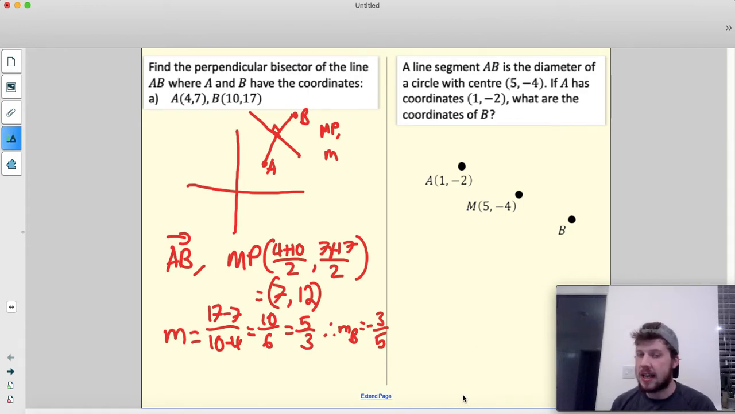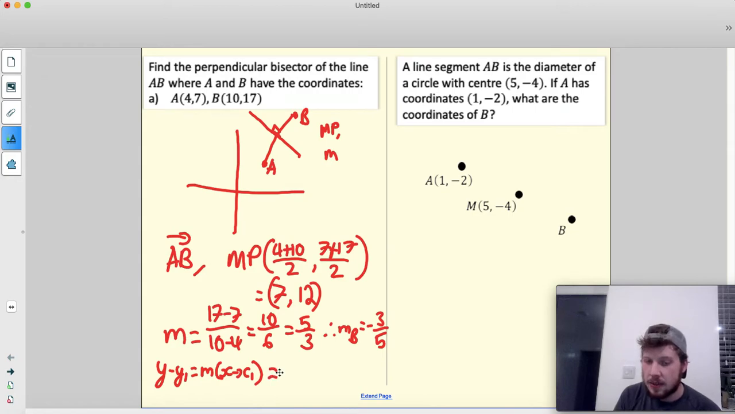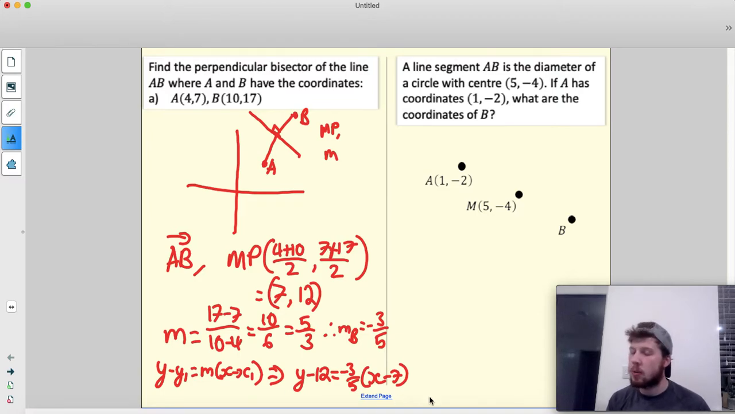I can combine these together now to work out the equation of the line with this gradient through this point, using my formula y minus y1 equals m lots of x minus x1. This is just a rearranged version of the gradient formula I used here, and by substituting in my points, I get y subtract 12 is equal to negative 3/5 of x subtract 7. I could rearrange it if I wanted to, however, I'm just going to leave it in this form.